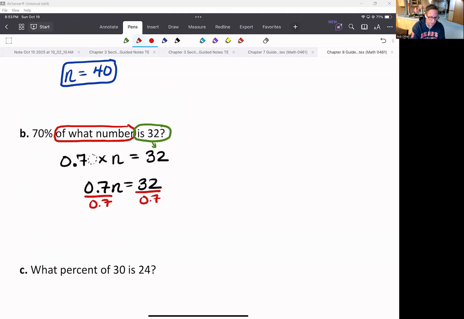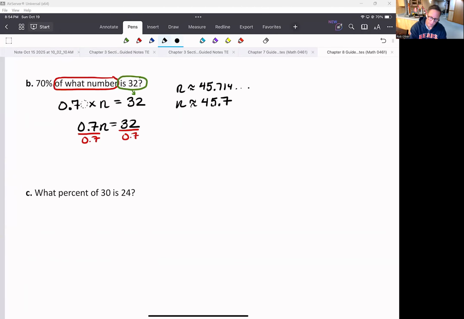That is what we're going to do. All right, and I get kind of an ugly number there. I'm going to put approximately. I got 45.714 something something something. So I'm going to say that's about 45.7, approximately. Not exactly, but that's probably good enough.